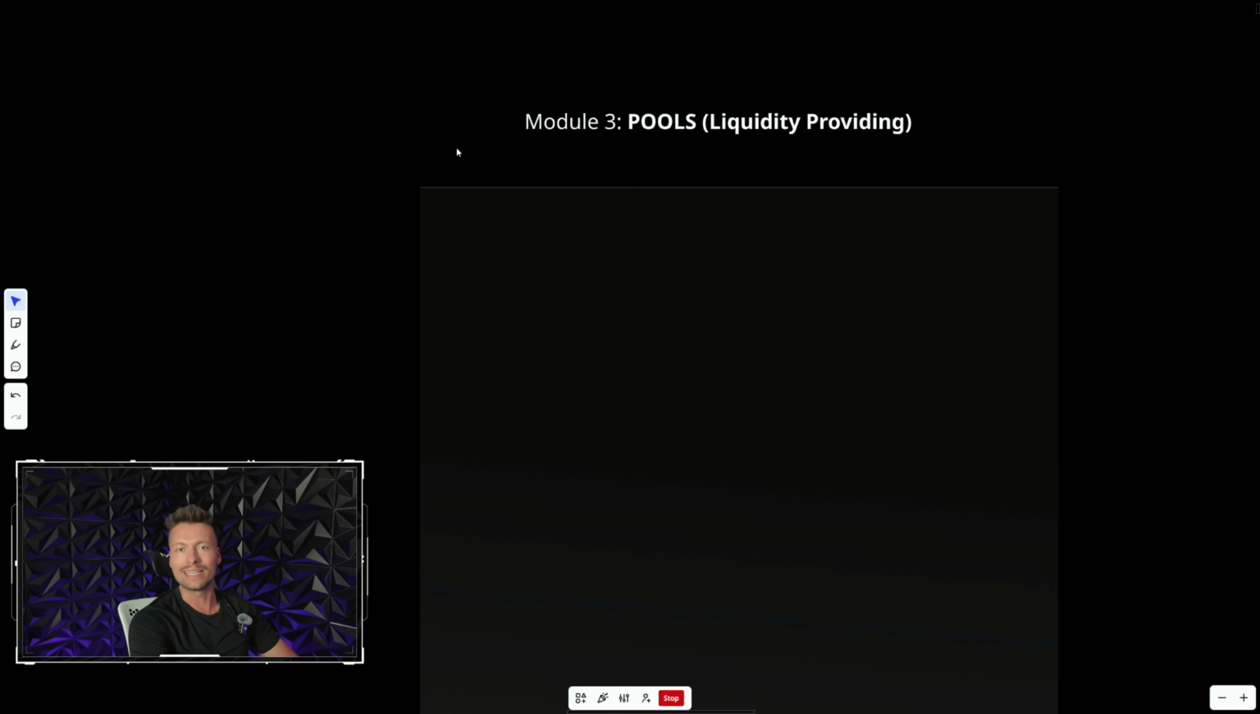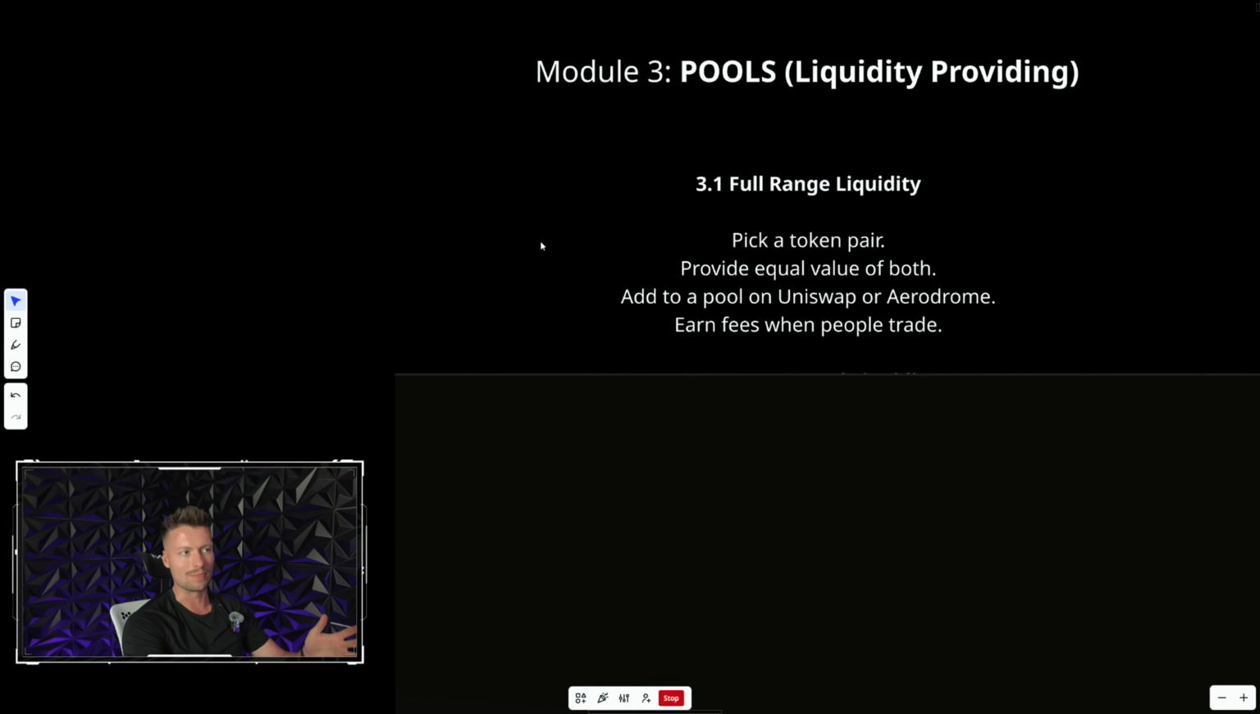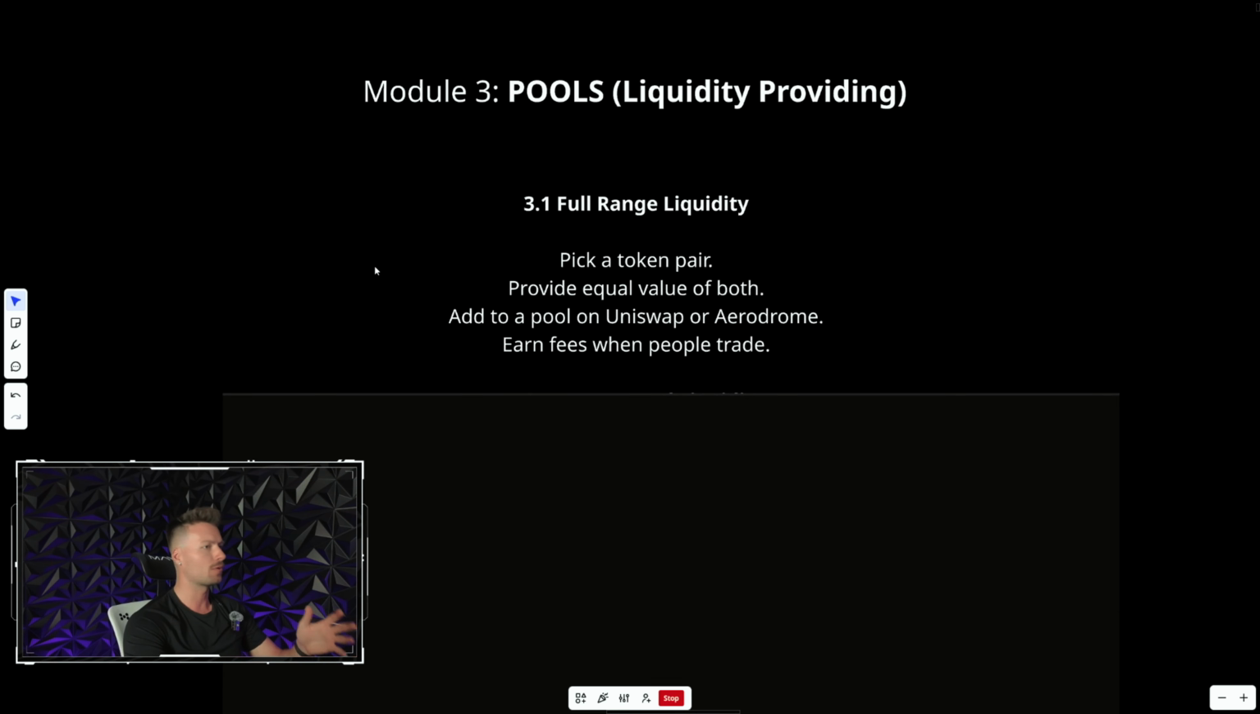Guys, today we're covering liquidity pools. Liquidity providing, farming, how all that works. Let's just jump right into the deep end. Starting off with full range liquidity. So how does this work?